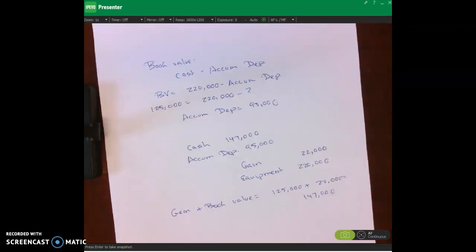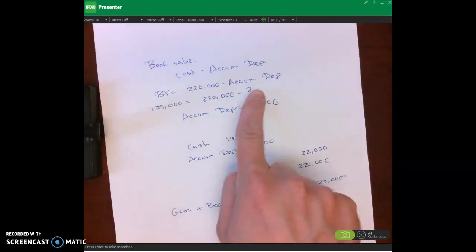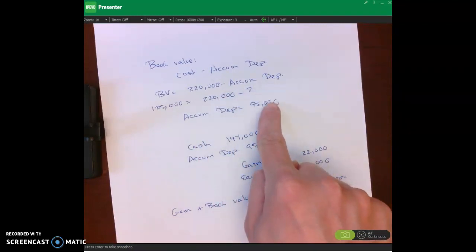Okay, so let's take a look at how to solve this problem. It says right there, equipment with the book value of $125 and an original cost of $220 was sold at a gain of $22,000. So what we can do to solve this problem is we know how to calculate book value. We know what book value is. And book value is equal to the asset cost minus the accumulated depreciation. So I have my book value of 125 equals 220 minus my accumulated depreciation, which is 95,000.